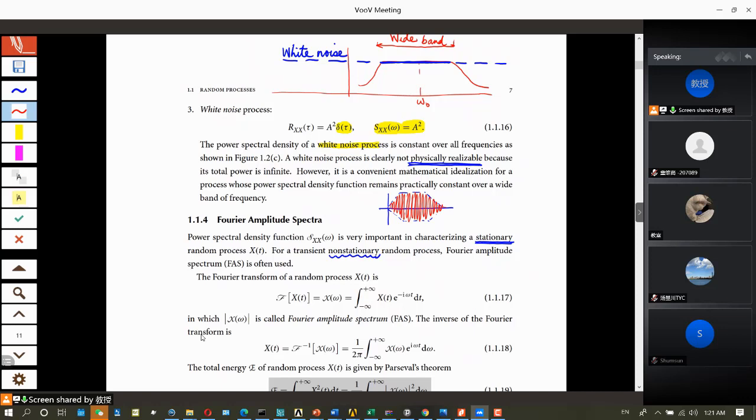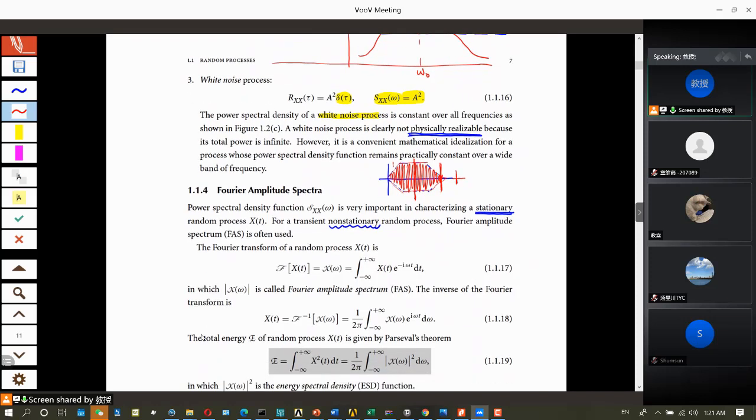Okay, it has a build-up phase, a strong motion phase, and a decaying phase. In this case, we cannot talk about the power at the time because the power at this time and the power at this time would be different. And then after some time, there's no power.